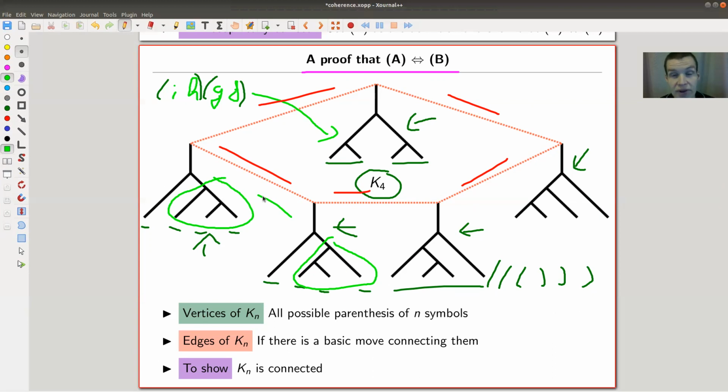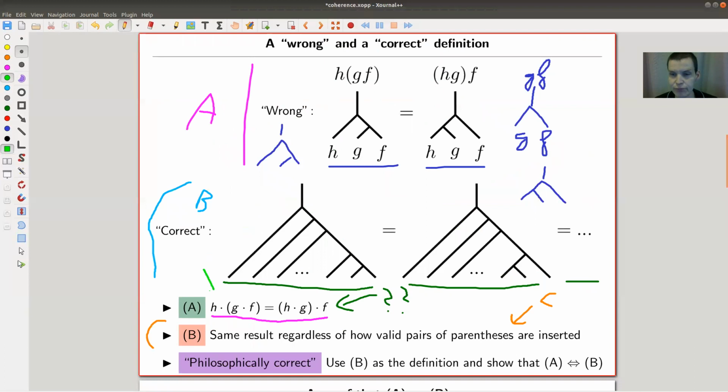And the proof that A implies B is equivalent to proving that this graph Kn is connected, which is a very nice and geometric way of thinking about associativity. So A implies B if and only if this funny graph here is connected. And that's in the end not so hard to show. It's so well known that in almost all textbooks you will find A as the definition of associativity, although, philosophically speaking, that's kind of the wrong type of definition.